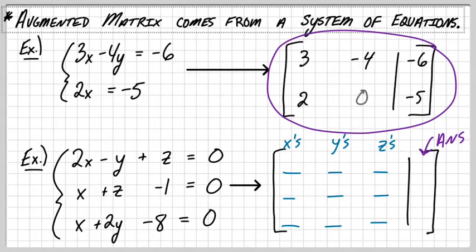Although the first equation is easy. I mean, it's x, y, z, and then the answer column. So for the first equation, we have 2 x's, negative 1 y, 1 z equals 0. So that one's relatively straightforward.